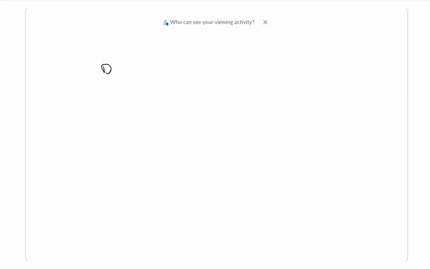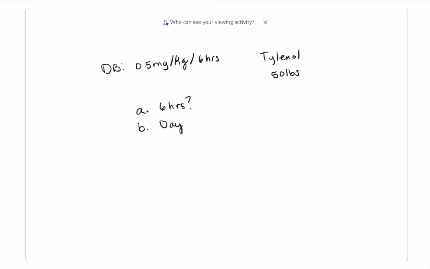The drug book, DB for drug book, states that it's okay to give 0.5 milligrams per kilogram every 6 hours of, let's say, Tylenol to a child that weighs 50 pounds. Okay. How much can you give? There's two parts to this question. The first one is, how much can you give every 6 hours? And then the second question is, how much can you give per day total?